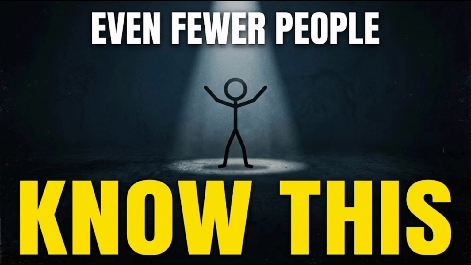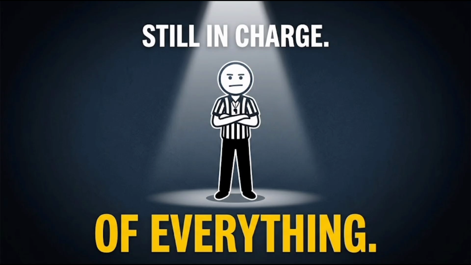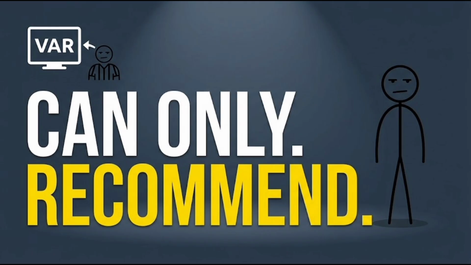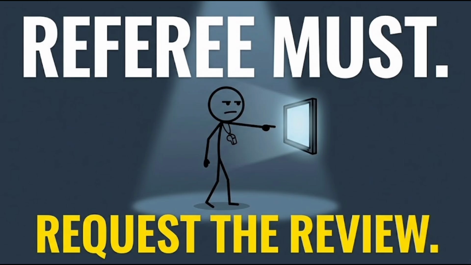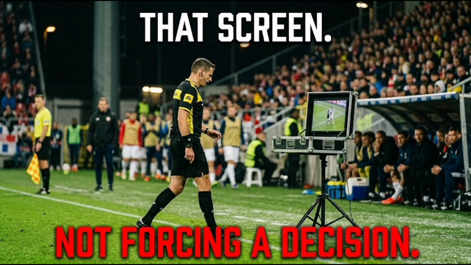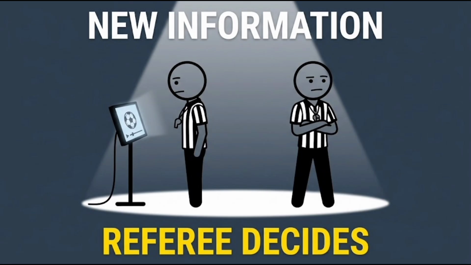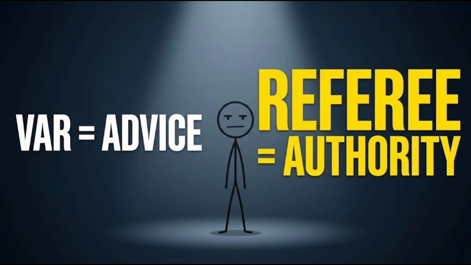But here is something even fewer people know. The referee on the pitch is still in charge of everything. VAR cannot change a decision on its own. It can only recommend. The referee must officially request a review for anything to change. And after watching the footage, the referee makes the final call. The screen on the touchline that referees walk to, that is not VAR forcing a decision. That is the referee choosing to look at new information and then deciding for themselves. VAR is advice. The referee is still the authority.